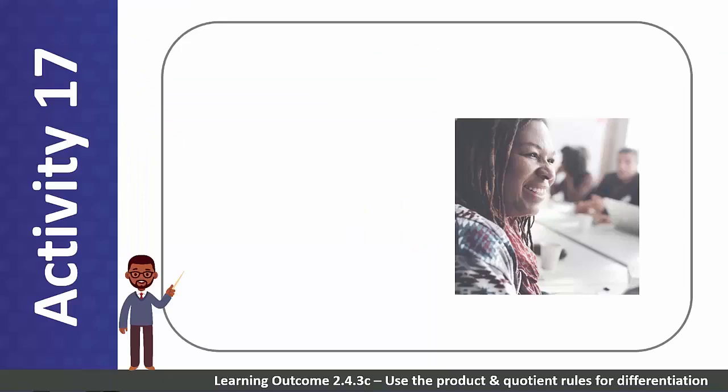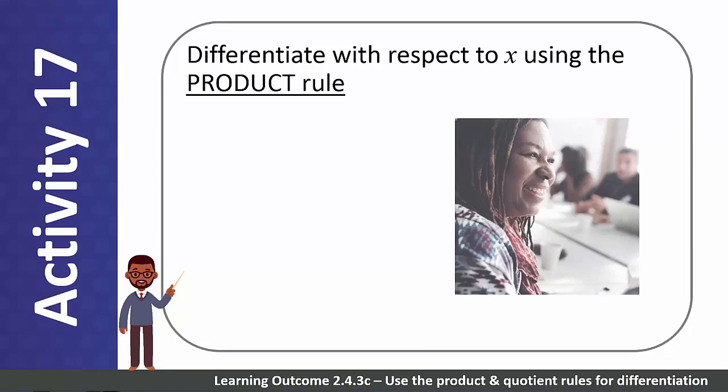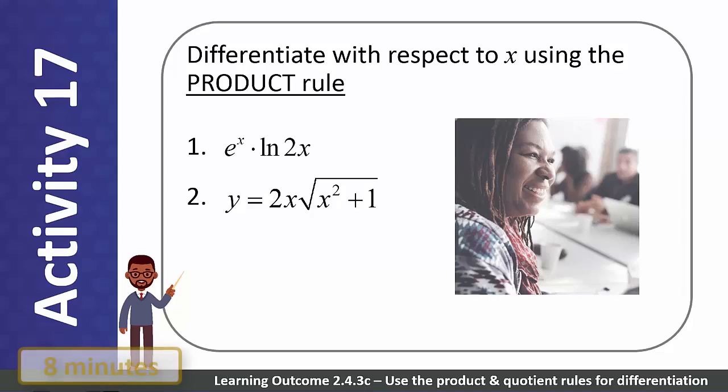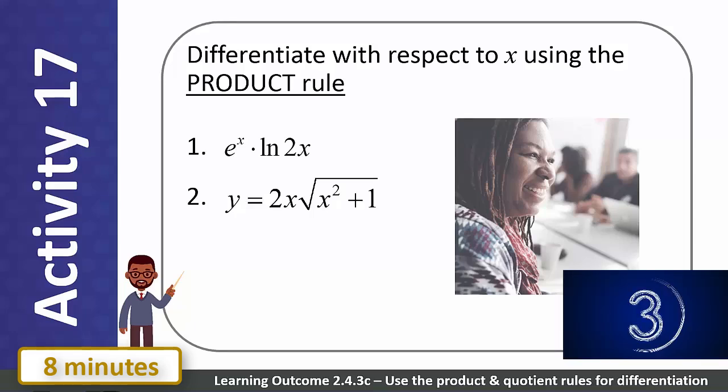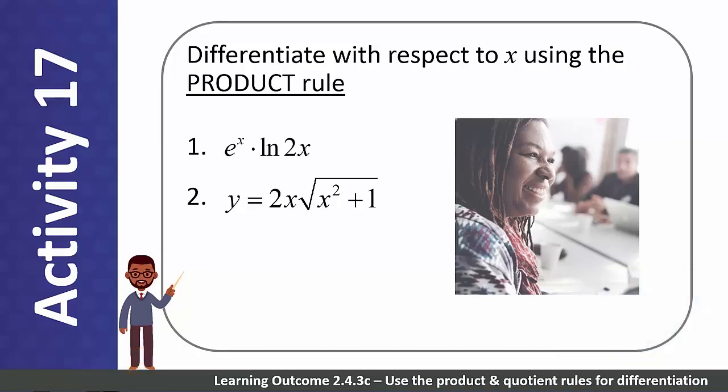Work through the following examples on your own or in pairs. Differentiate with respect to x using the product rule. Number 1. e to the power of x multiplied by the natural log of 2x. Number 2. y equals 2x multiplied by the square root of x squared plus 1. Let's watch the solutions.